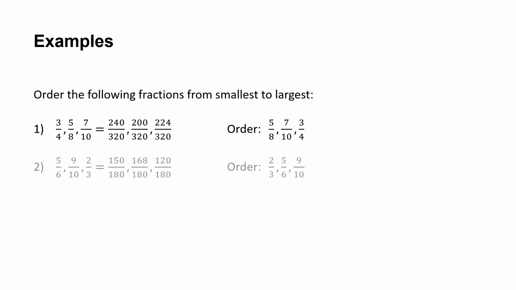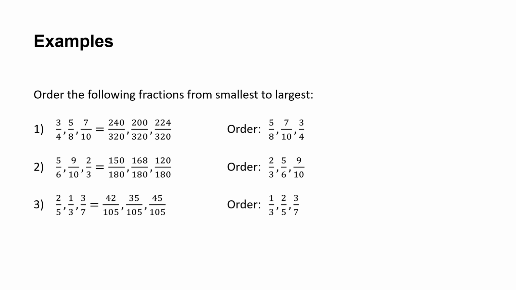I won't go through the rest in such granular detail, but we have 5/6, 9/10, and 2/3. So 5/6, if we multiply the denominators together, we get 180. So 5/6 becomes 150 over 180. 9/10 becomes 168 over 180, and 2/3 becomes 120 over 180. And again, simply comparing the size of the numerators, we get that 2/3 is the smallest, then 5/6, then 9/10.